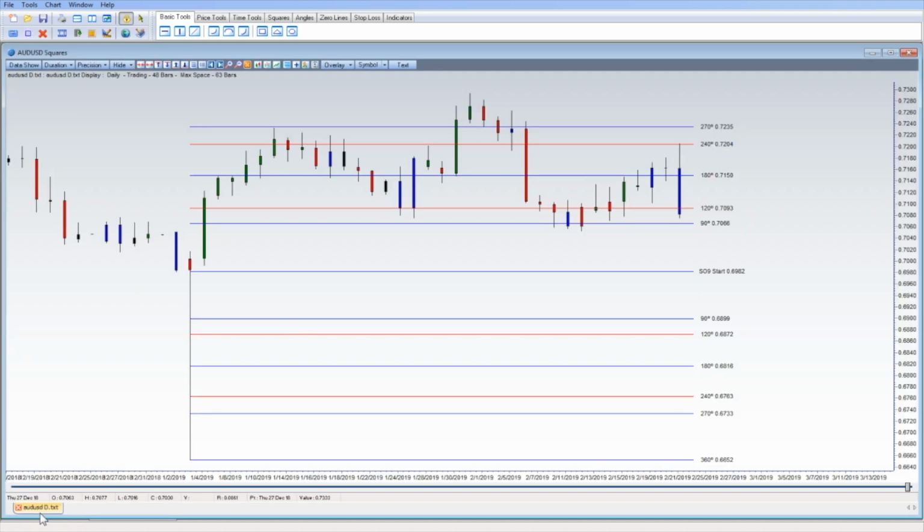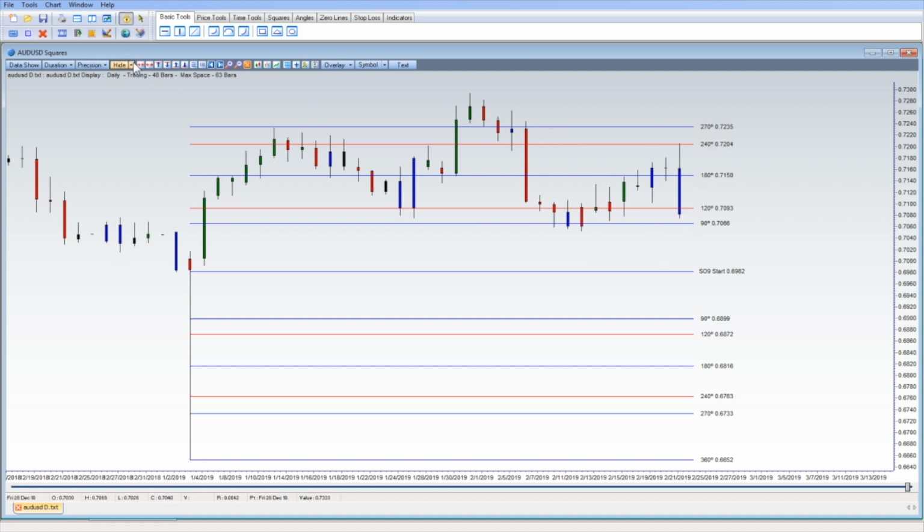Let's go into the square and see what happened here. We can see that the Aussie hit the 240 degree at the 72.04 and found resistance. This candle is either computers, algorithms, or huge banks. They just squeezed everybody out that was short early, got them out, and then flung it down on all the bulls that were long. That's the game that they play. The computers, algorithms, or whatever you want to call it, that's the game. That's why you have to be cautious.